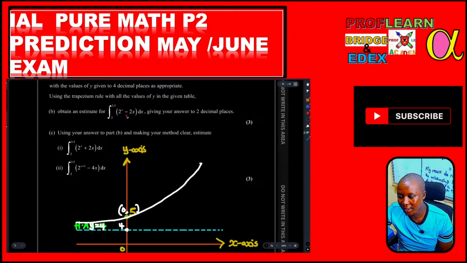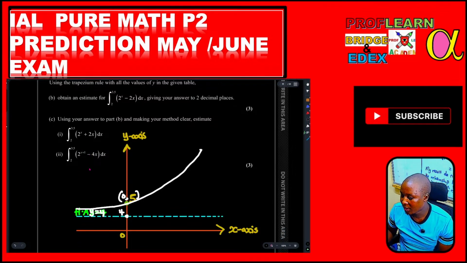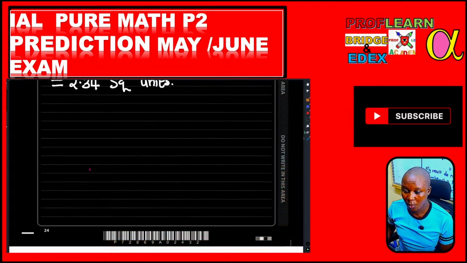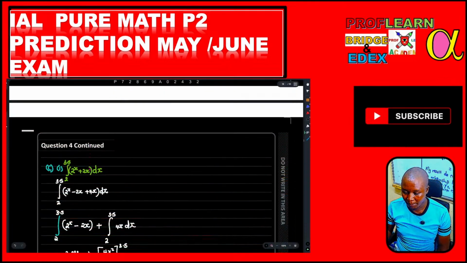So if you take this, you add plus 4x, it's gonna give you this. For this one, we are going to factor 2 out. So meaning the area that we had gotten from the trapezium times 2 will give you the answer of this. Now let me just take you straight to where I worked that question so that you can see what exactly I'm talking about.